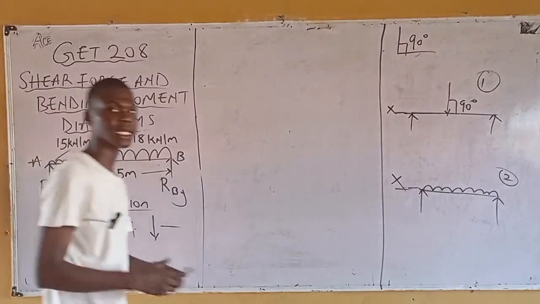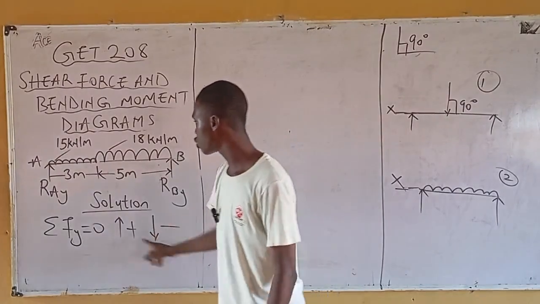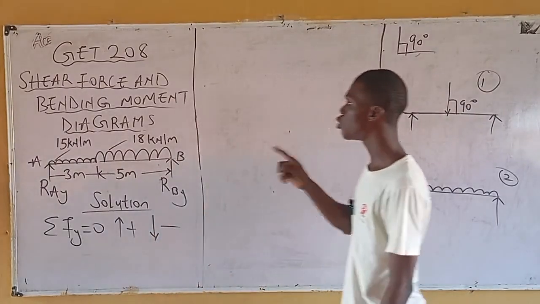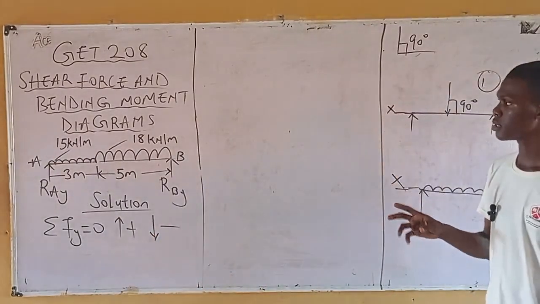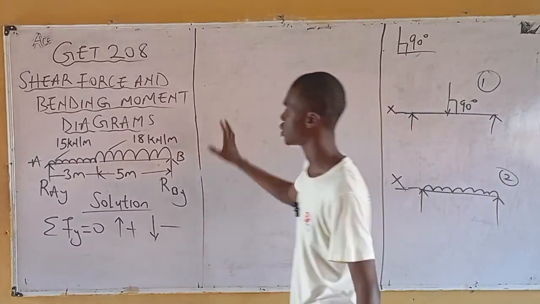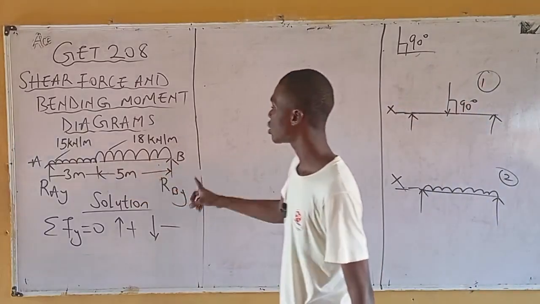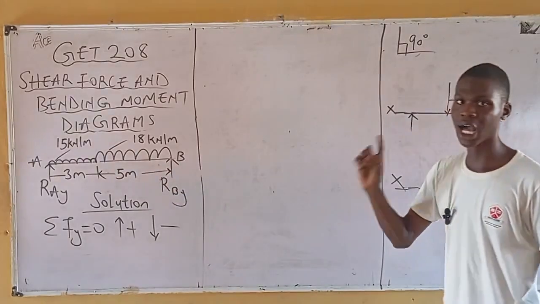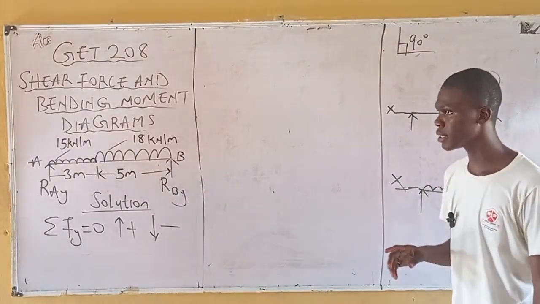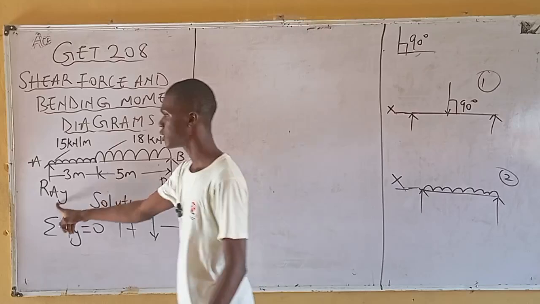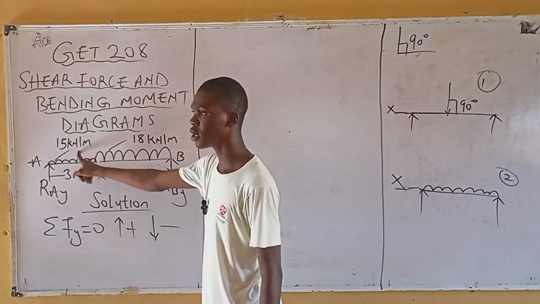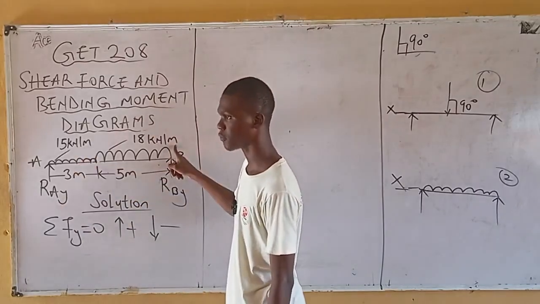Now from here, identify how many forces of this nature do you have? Consider your load and your support as forces. How many forces do you have generally in this beam? How many are they? 4. This is the first one. This is the second one. This UDL, third one. This very UDL, fourth one.